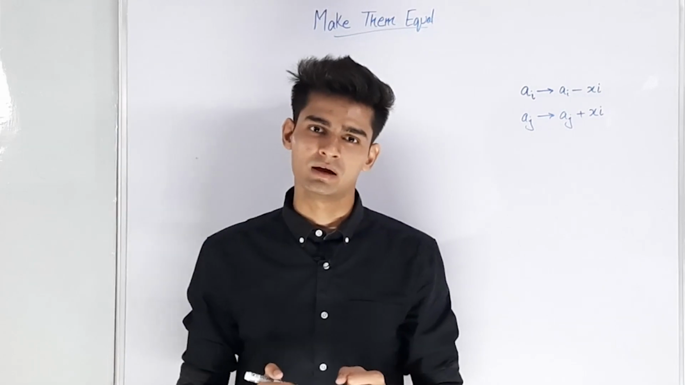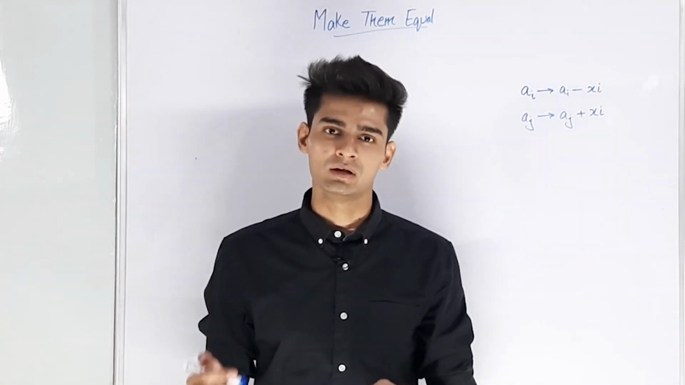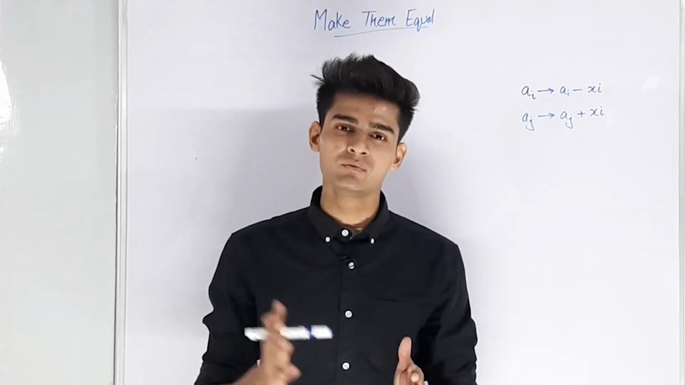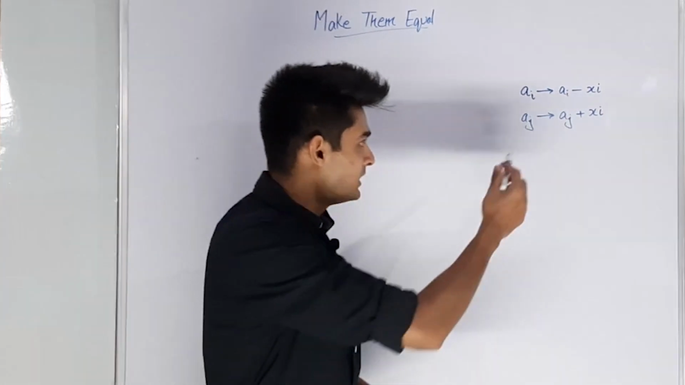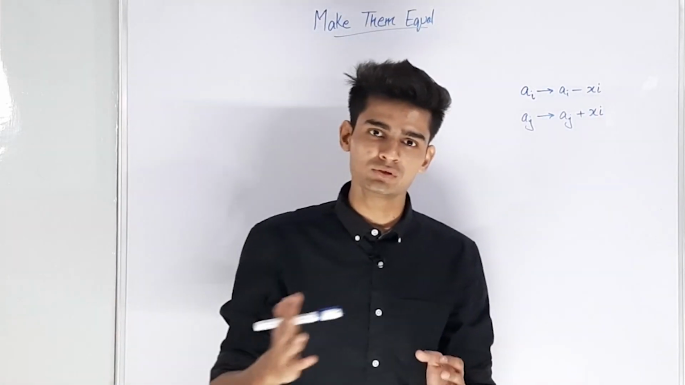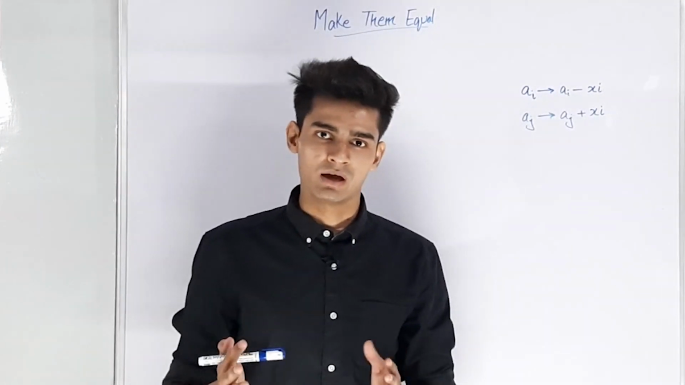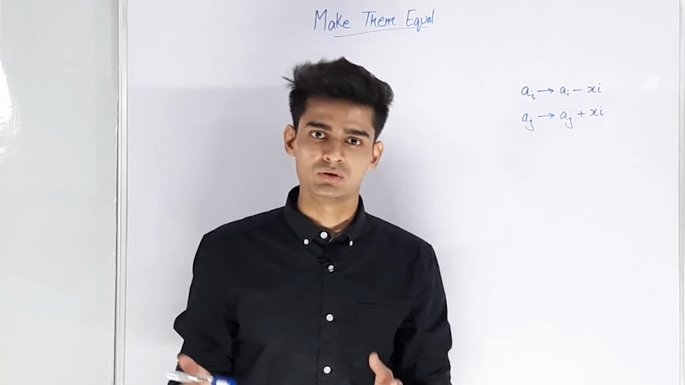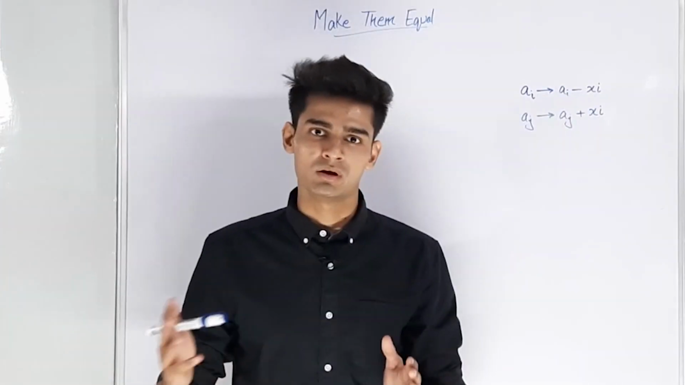So the problem says that you're given an array of n positive integers, and in one operation you can take two indexes i and j and a value x, and change a_i to a_i minus x times i, and a_j to a_j plus x times i. Now, by using this operation at most 3n times, you have to make all the elements in the array equal or say that it is not possible. Also, you are given a condition that after each operation all the elements in the array should be non-negative.